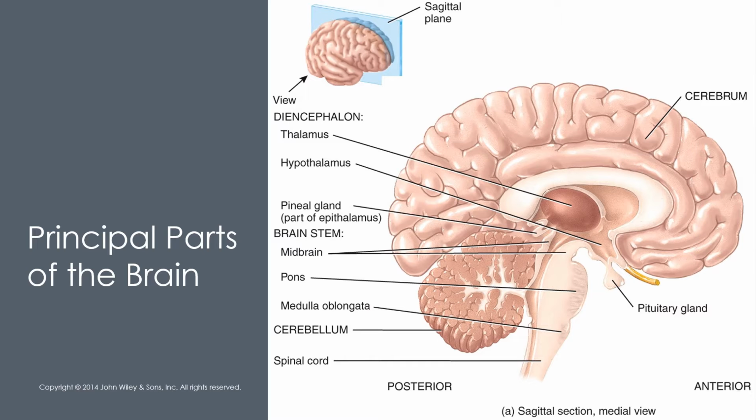So the adult brain consists of four major parts. We have the brainstem, the cerebellum, the diencephalon, and the cerebrum. So those are the four main parts of the brain.